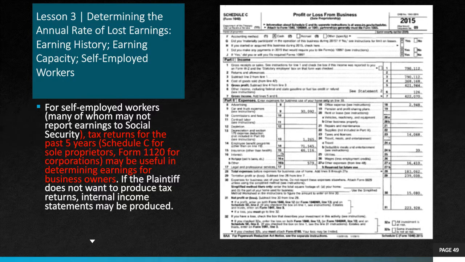Self-employed workers may not turn up on Social Security earnings histories unless they paid into Social Security, or if they were paid under the table. So the Social Security statement of earnings that I was talking about before is only going to reflect the earnings of people who paid into Social Security, or employers who paid into Social Security. If they were paid under the table, or if they were self-employed and didn't pay into Social Security, those earnings are not going to show up.